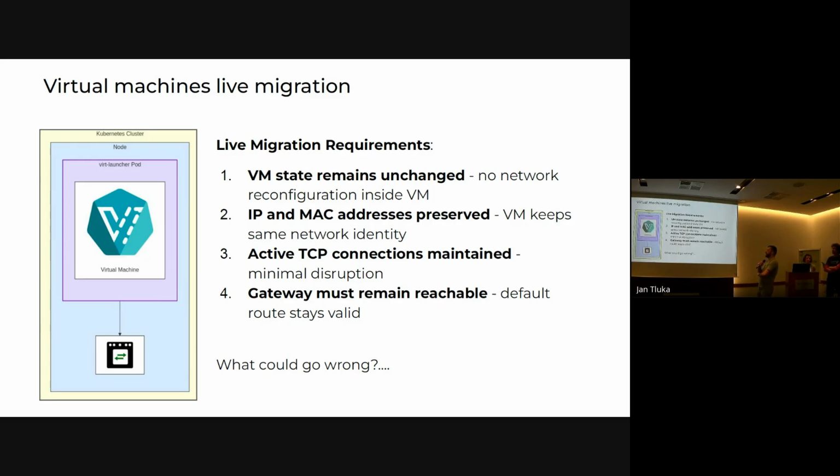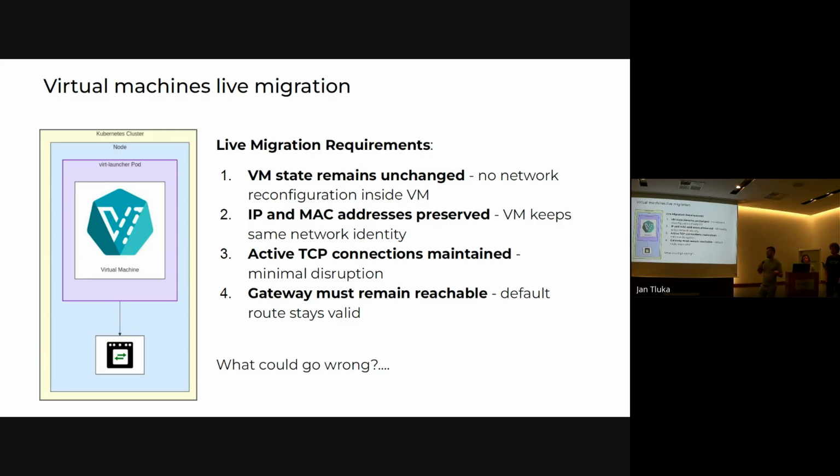As you may know, a major requirement for virtual machines is live migration. So you have to keep the state unchanged between the nodes when the VM migrates. You have to keep the same addresses. You have to ideally keep the connectivity, and something like a gateway cannot change. But in Kubernetes, pods do not migrate. You cannot move one pod from one node to the other. There is some talk upstream about making this possible, but it's not there yet.